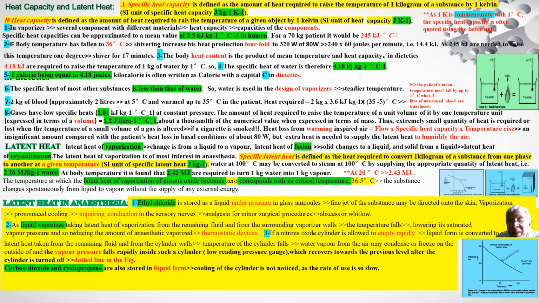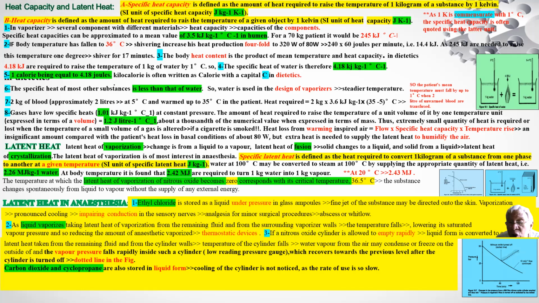This amount is increased if we want to shift it to steam at the human temperature, 37, which is less: 2.42. On the other hand, at room temperature, it reaches 2.43 megajoule. So this figure you ought to remember whenever you are required to give an example.